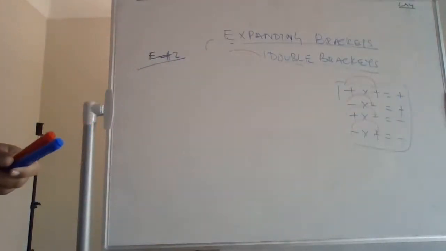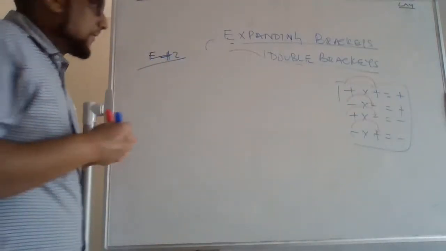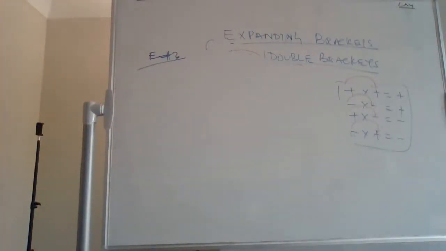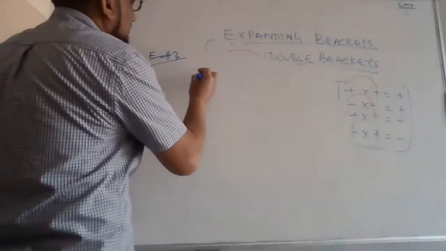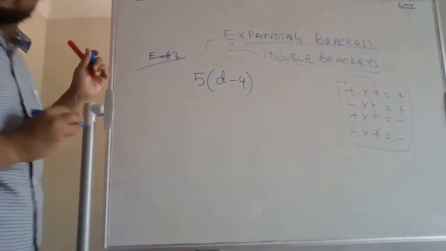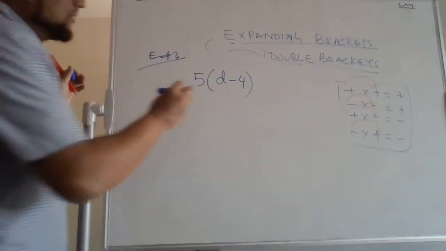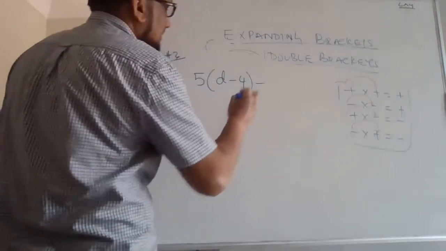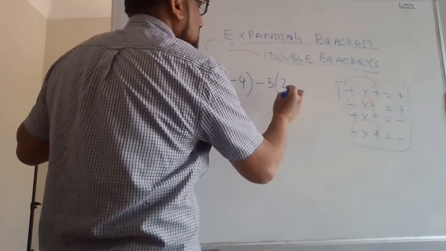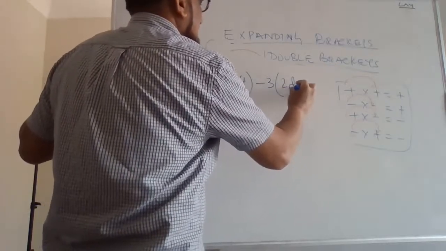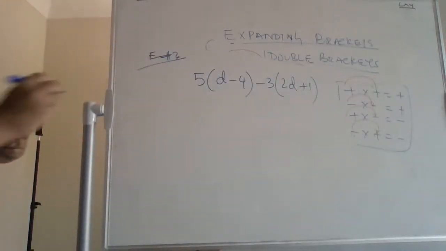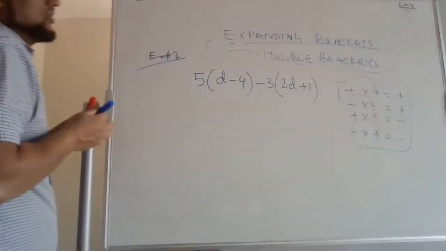So this is our third example. If I say that 5(d - 4) - 3(2d + 1). So this is the example, okay? So the same way you need to solve.